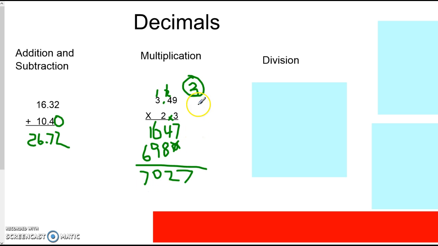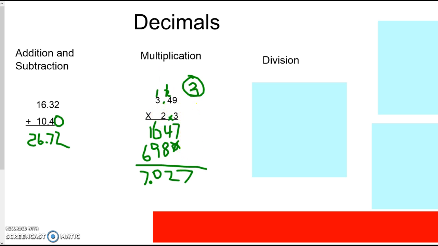Okay, now going back to the 3 decimal places that I had at the beginning, I'm going to move from the right over to the left 3 spots, and that is my answer whenever I multiply 3.49 times 2.3.